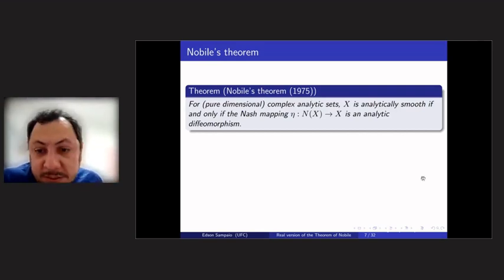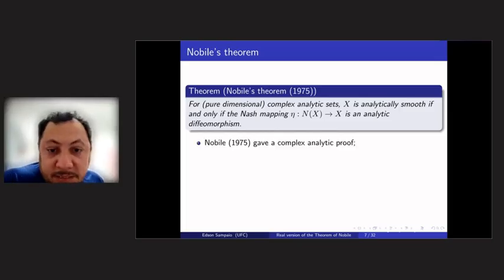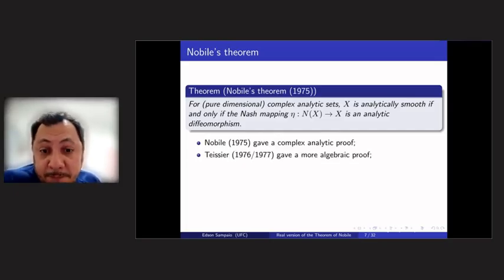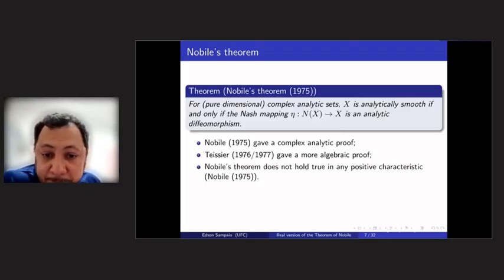Note that this does not say anything about the existence of an analytic diffeomorphism. This says nothing about the singularities of X a priori, but the theorem says that there is no singular set. And this was proved by Nobile in 1970. It was a complex analytic proof. Tessier, almost at the same time, gave a more algebraic proof. Nobile also proved that the theorem does not work in any positive characteristic.